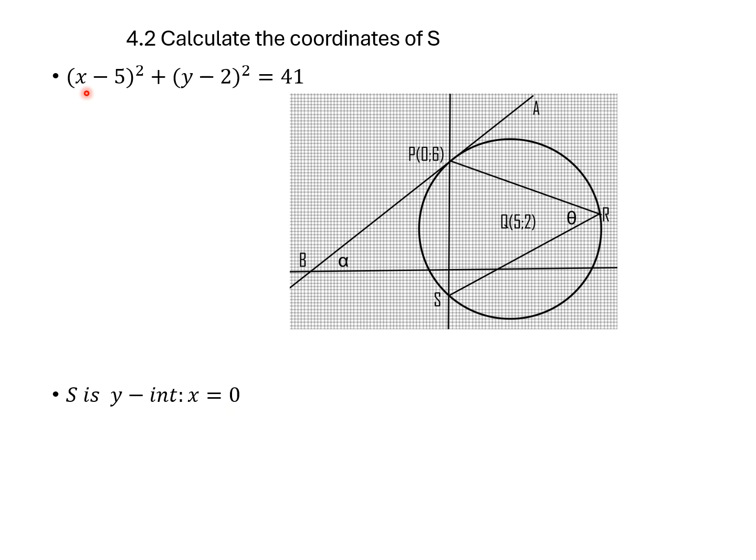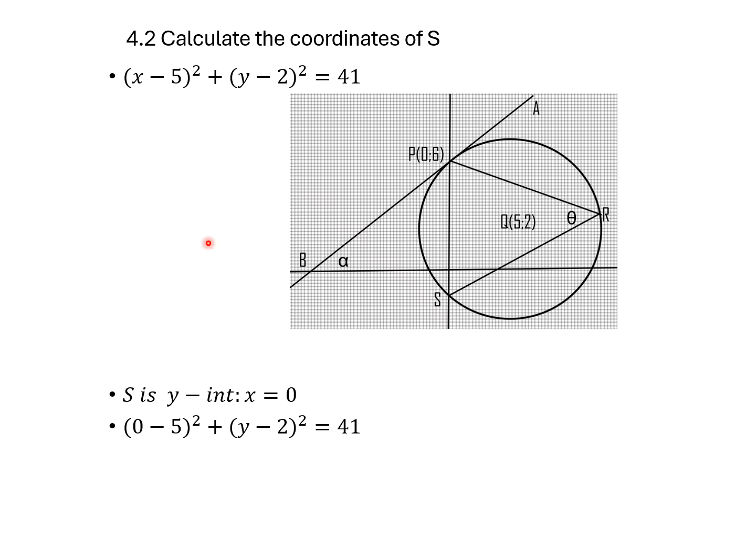So I'm going to substitute 0 in the place of x, and then multiply out. Listen very carefully: if you forget the middle term here, the whole problem becomes wrong. So I have (0 minus 5) squared plus (y minus 2) squared equals 41. Negative 5 times negative 5 gives me positive 25. Y times y gives y squared. Then y times negative 2 gives me negative 2y, and multiplied by 2 to get the middle term, which is negative 4y, and then negative 2 times negative 2 gives me positive 4.